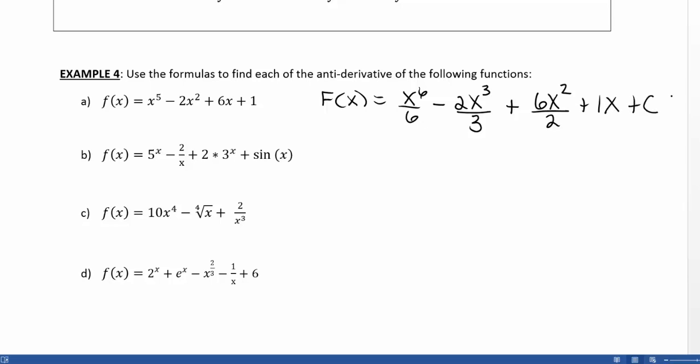So remember, the 1 is going to pick up the variable, which was x. And so here, the only simplification I would do is that 6 divided by 2 could be written as 3x squared.